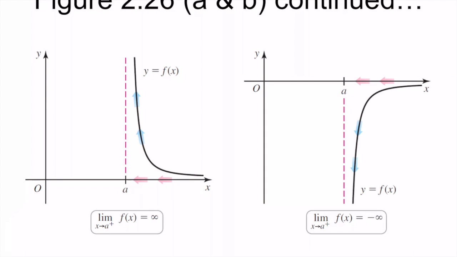This gives a couple examples. On this slide here on the left, as I approach a from the right-hand side, or the positive exponent, the graph blows up to positive infinity. And the one over here is the same idea. I do approach a from the positive direction, but the graph is going downhill to negative infinity. So even though we have x approaching a from the positive side, the graph can still go to negative infinity.